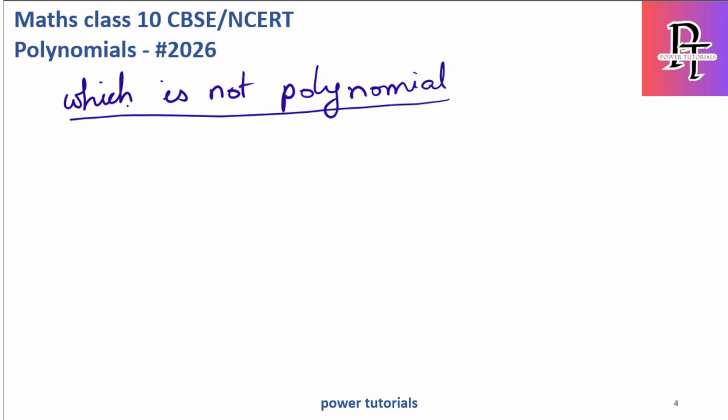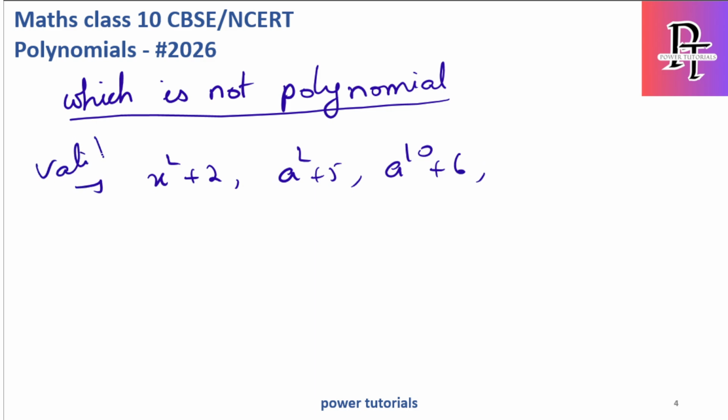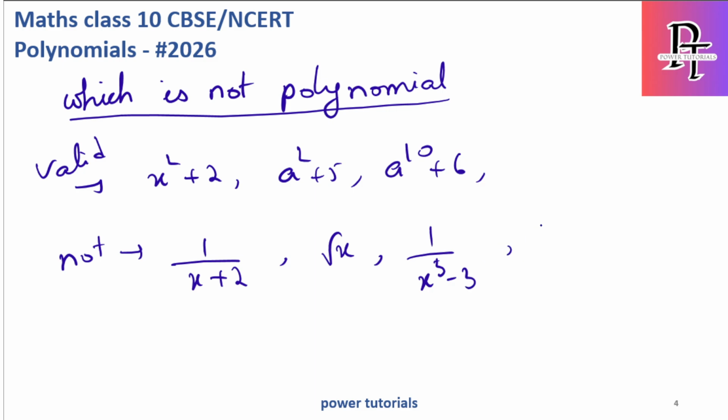So what I have mentioned, the equations can be something like this. X square plus 2 can be a polynomial, a square plus 5 can be a polynomial, a power 10 plus 6 can be a polynomial. These are all valid polynomials. Which are not: for example, if I say 1 by x plus 2, this is not a polynomial. Root x, this is not a polynomial. 1 by x cube minus 3, this is not a polynomial. Or 1 by x root x, this is not a polynomial.